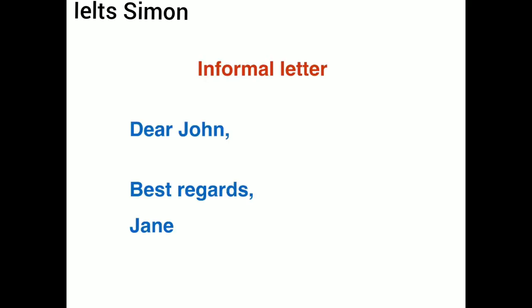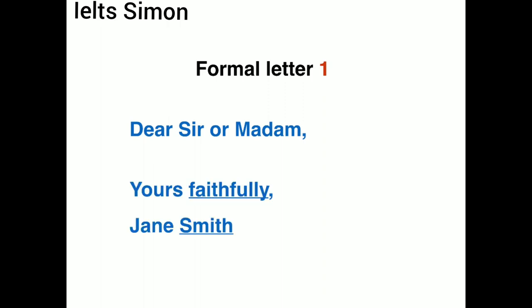One more final thing, let's look at beginnings and endings. Informal letters, you begin with Dear John, first name for example, and you end with best regards and a first name. Easy. Then there are 2 types of formal letter. Formal letter 1 is when you don't know the person's surname and you write dear sir or madam. When you write dear sir or madam, you finish with yours faithfully and a full name, so with a surname as well. So I've added Jane Smith, I've given her a surname.